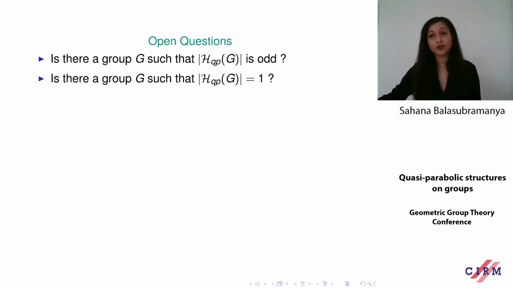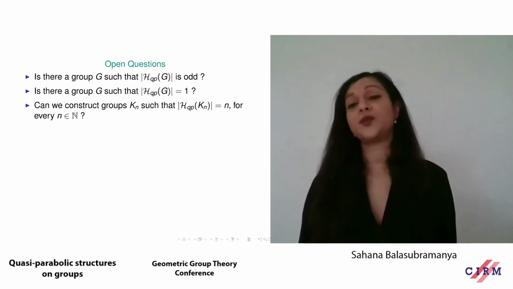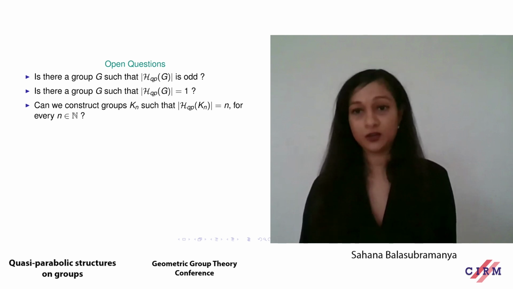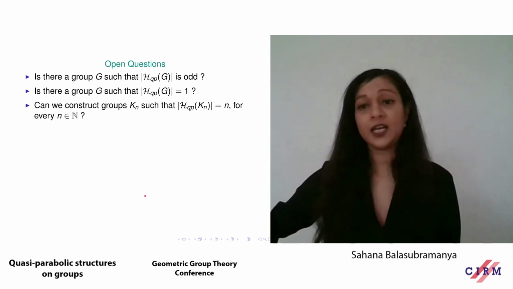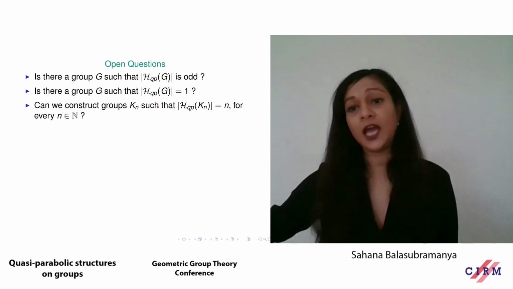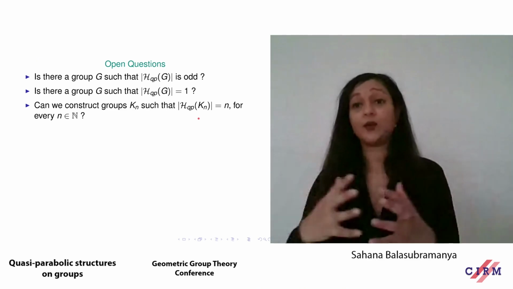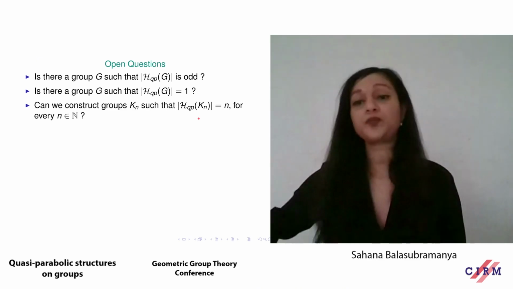Because what we'd like to do is construct groups Kn that have as many quasi-parabolic structures as we want. And I'd like to mention that if I can answer this second question, then it would be immediately possible to answer the third question by taking the n-fold direct product of this group. Because for that group, the quasi-parabolic action would have to factor through one of the copies of your group, and that is exactly what will give you exactly n.